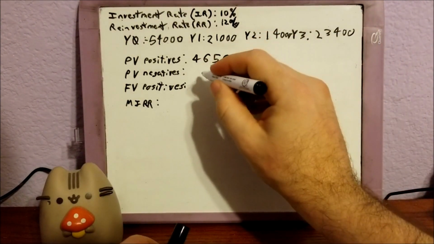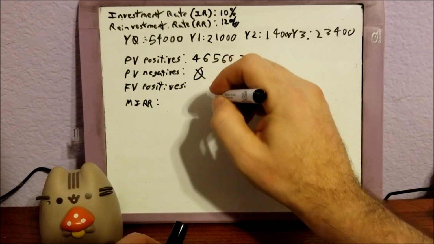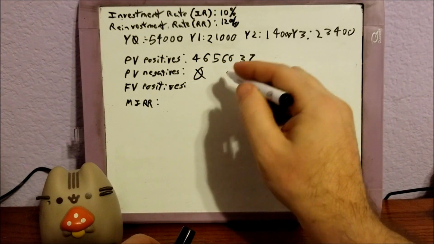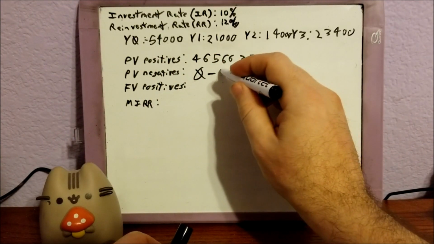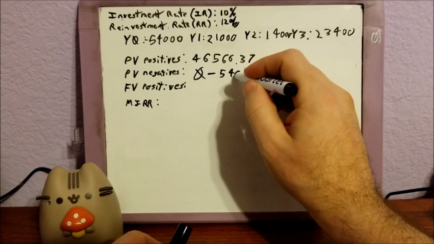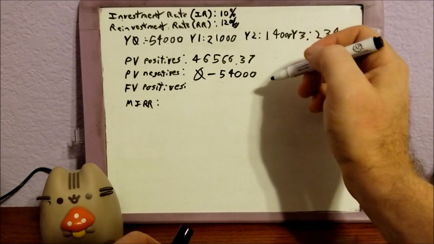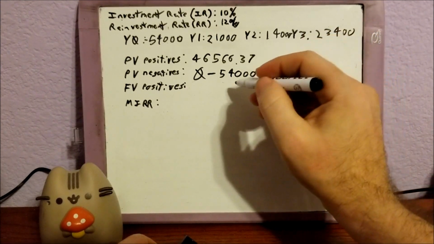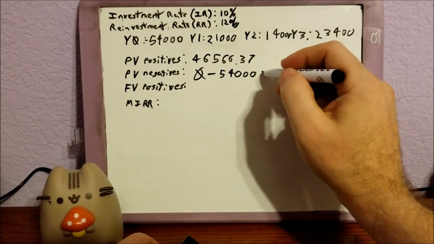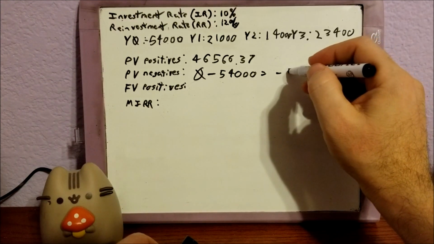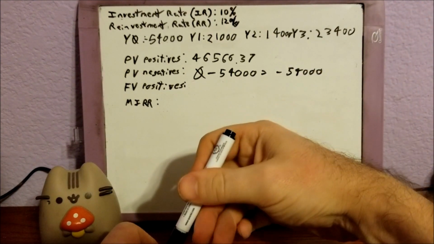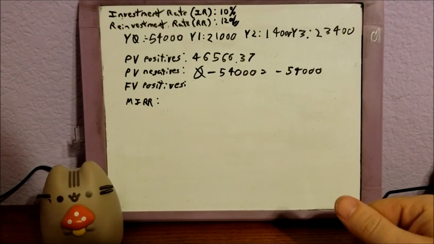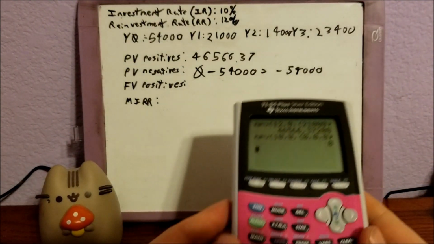Okay? And that's going to be 0 minus our final negative, which is 54,000. I'm always making that mistake. All right. And that, of course, equals negative 54,000. Right now, I'm just writing this out because I like to torture myself. Okay, let's get those future values, shall we?